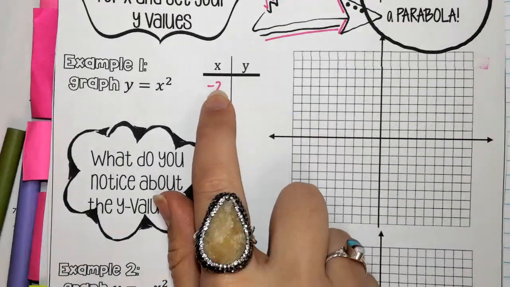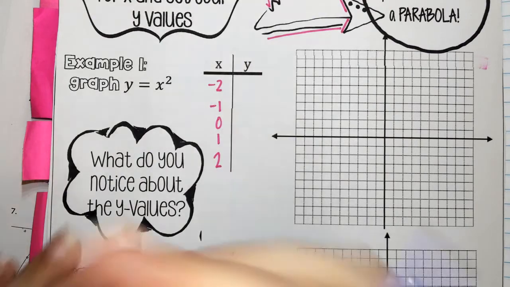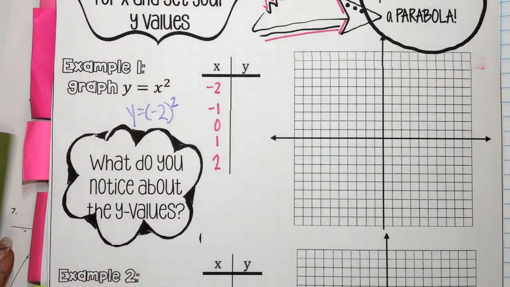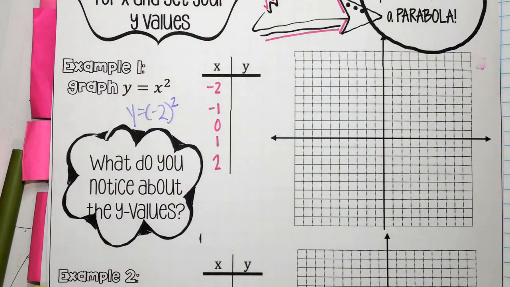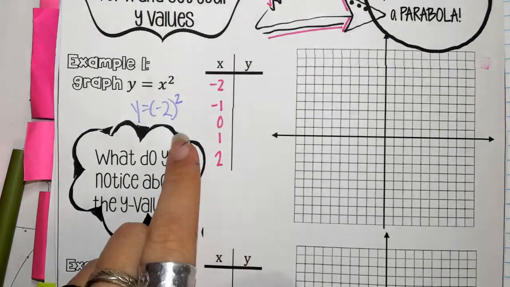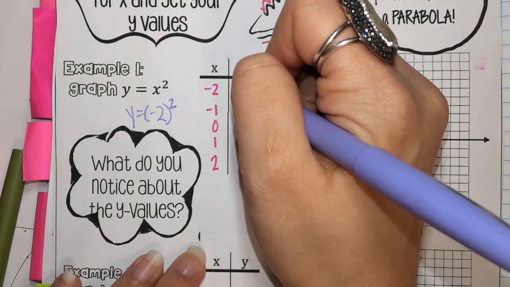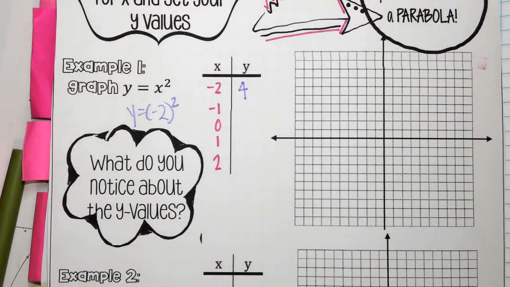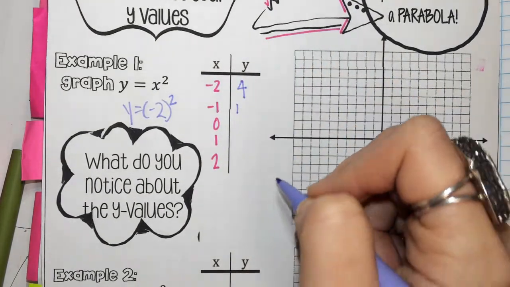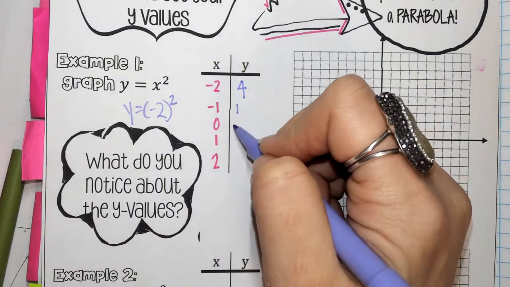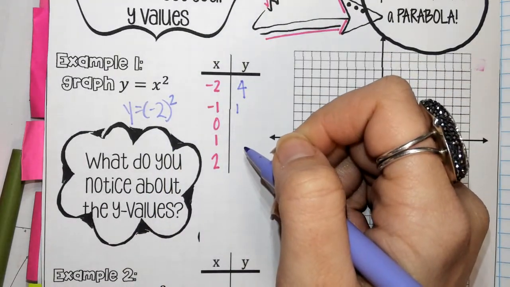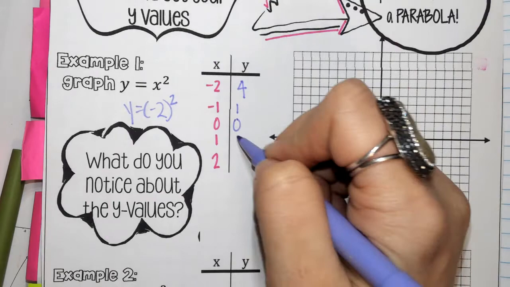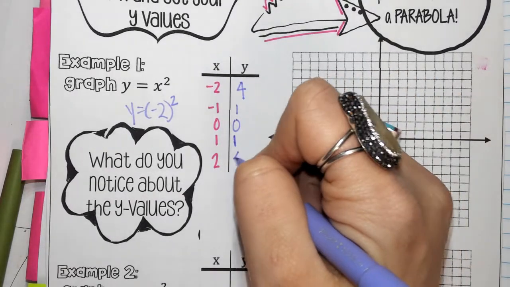Alright, so what you do is you plug in -2 for x. So you could write it out each time. You could write y equals -2 squared and put it in parentheses in your calculator. But when you square it, you know you're multiplying it by itself. So what's -2 times -2? Positive 4. Okay, what's -1 squared? 1. What's 0 squared? 0 times 0? 0. Alright, what's 1 squared? 1. What's 2 squared? 4.